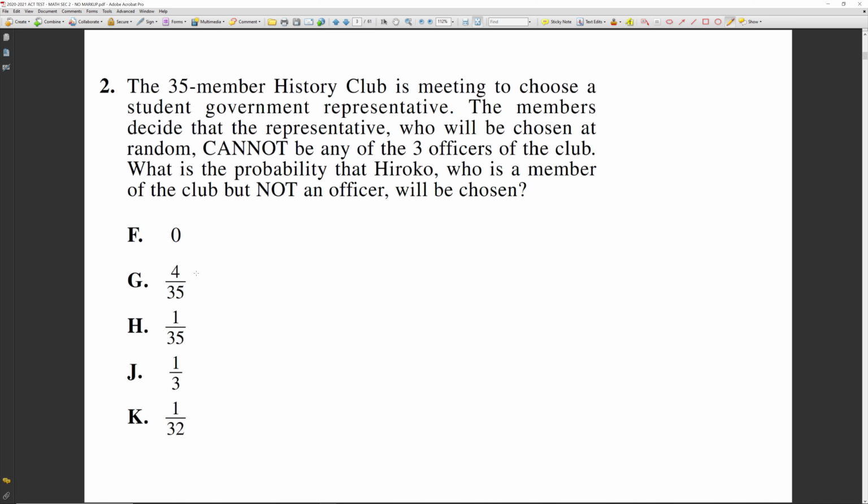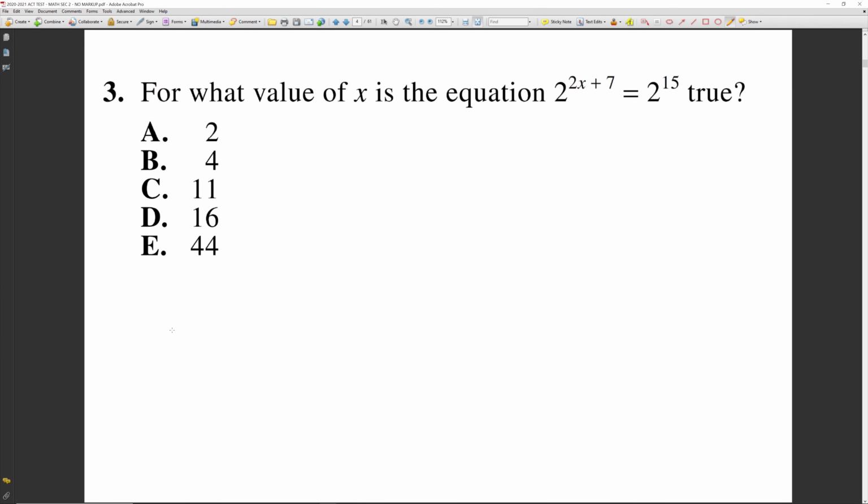So it tells you right here that the 3 officers of the club cannot be chosen, and you start with 35. So in reality, this is a 10-second problem. So it's 35 minus 3 is equal to 32, and it's 1 over 32 because you're choosing 1. Answer is K. And boom. 3. For what value of x is the equation true?